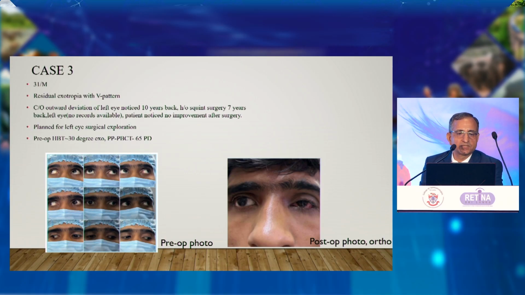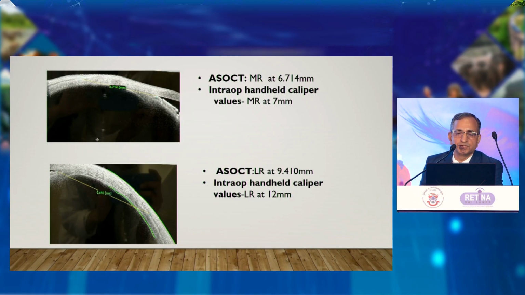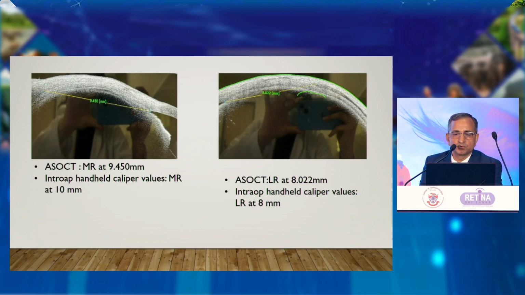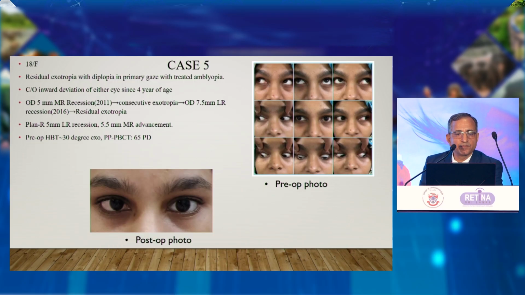This is another case of residual exotropia with V pattern. These are the pre and postoperative photographs. These are the AS-OCT pictures of the medial rectus and lateral rectus. Another case of residual esotropia with pre and postoperative photographs. These are the AS-OCT pictures of the same patient.